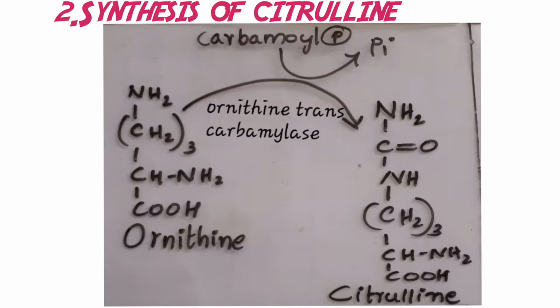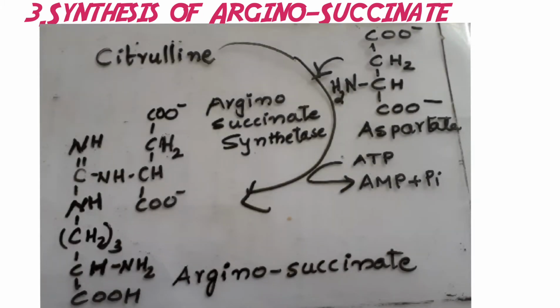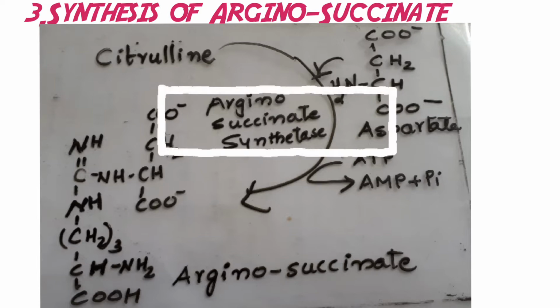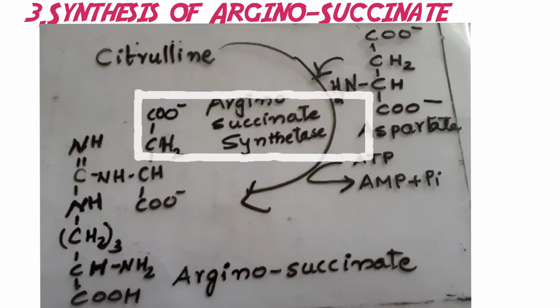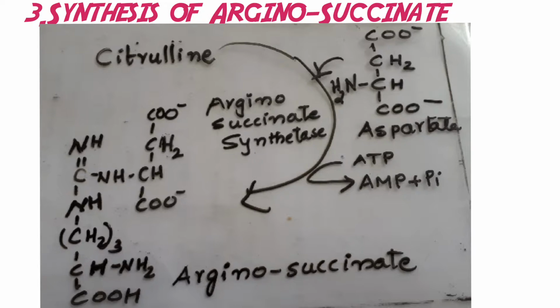Let's move on to the third step, which is the synthesis of argininosuccinate. In the cytosol, citrulline combines with the amino acid aspartate and forms argininosuccinate with the help of enzyme argininosuccinate synthase. This step requires ATP, which is hydrolyzed to AMP.